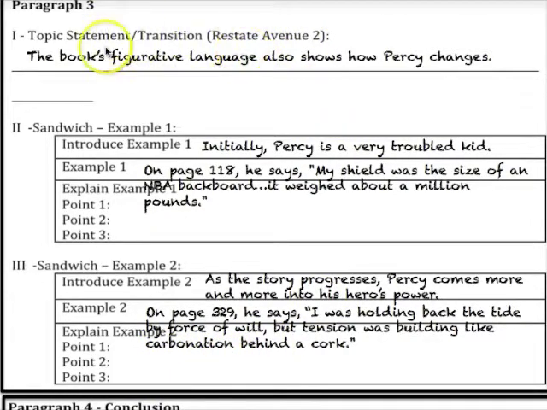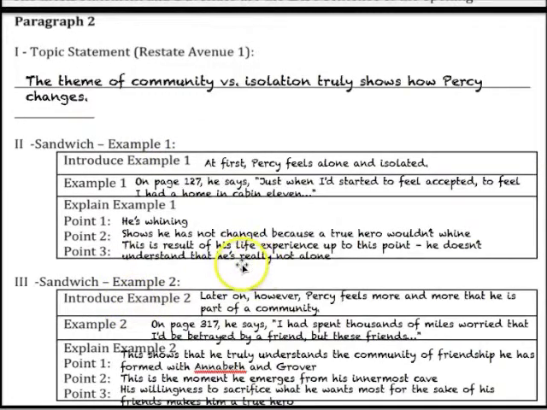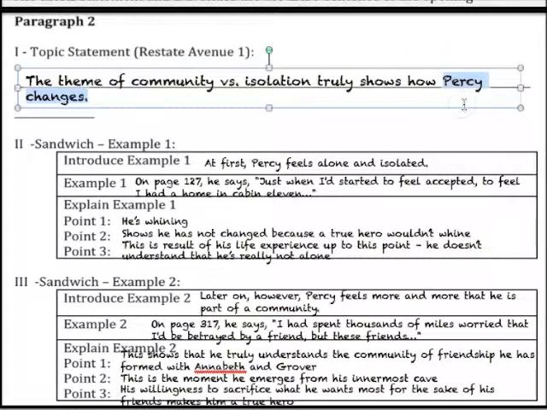And again, I can talk about how figurative language helps to convey those emotions, because remember, figurative language is all about the emotions. So that is how to put in the points of analysis in your body paragraphs. So again, these are my examples of my points of analysis and explanation, tying this example back to the topic statement and back to the theme, the thesis that Percy changes.